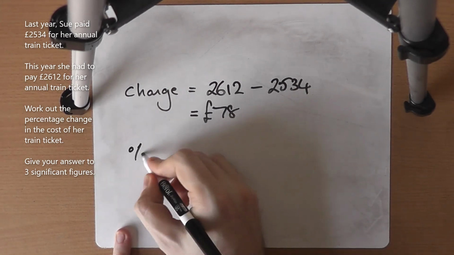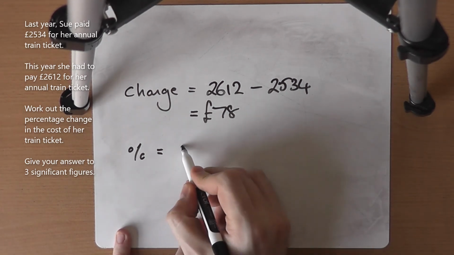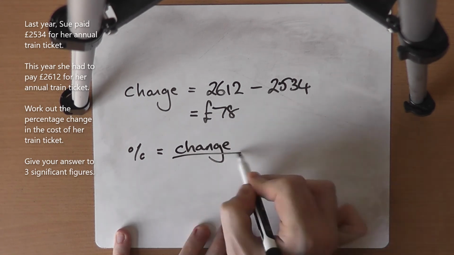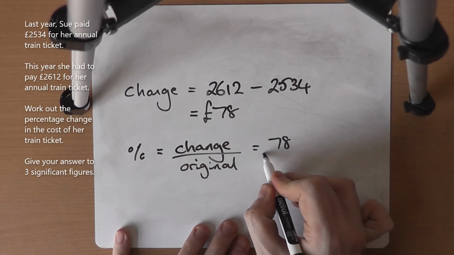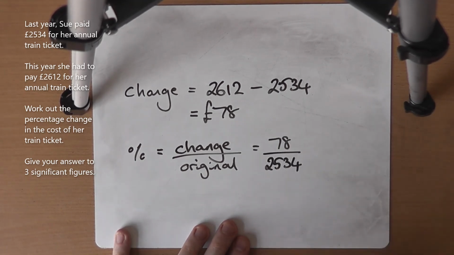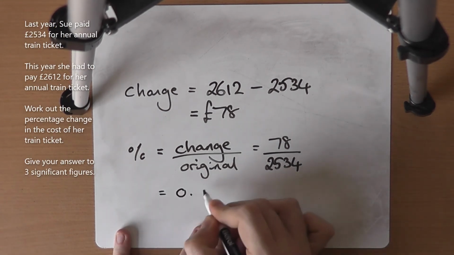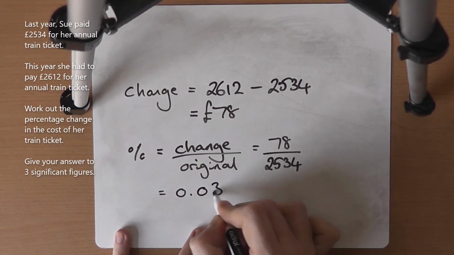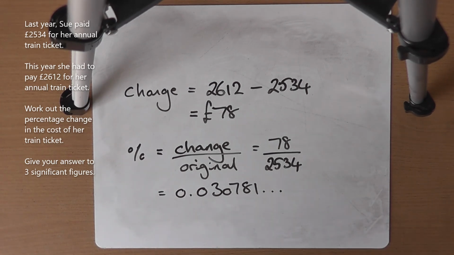We want the percentage change. So percentage profit was the profit as a percentage of the original, the profit out of the original. Percentage loss was the loss out of the original. Percentage change is going to be the change out of the original. So that's the change out of the original, which is the £78 out of the original 2,534. That, if we work that out on our calculators, comes out as 0.030781... At this point, we could think about this three significant figures bit.